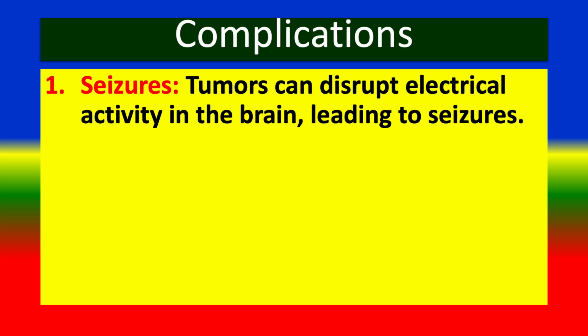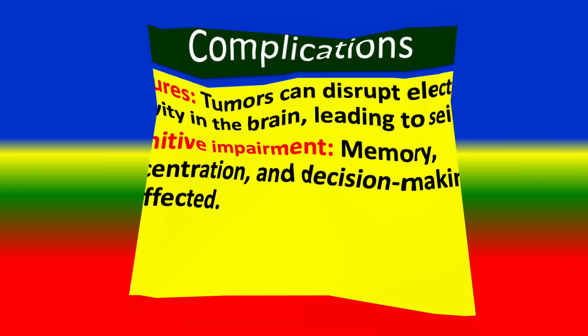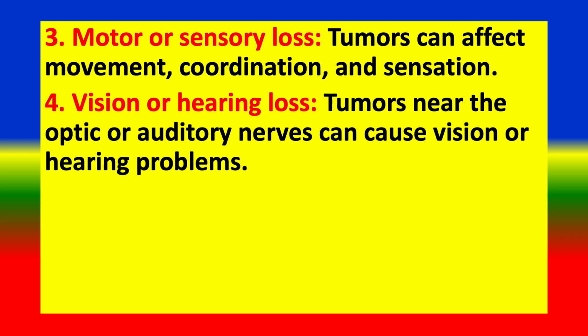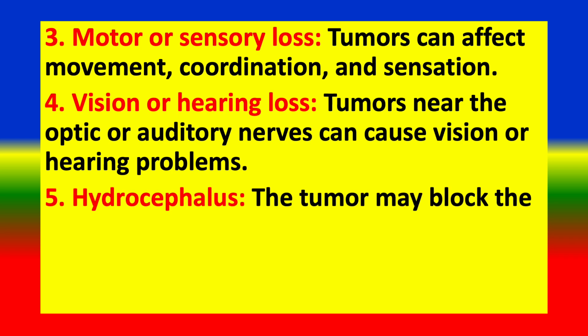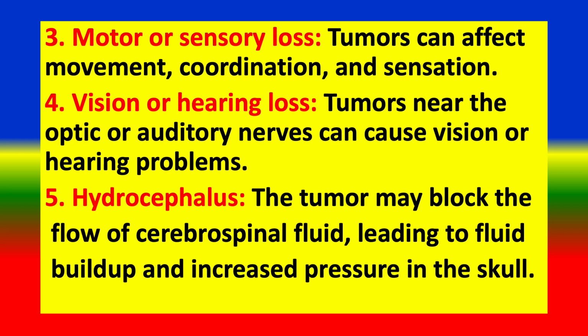Complications. 1. Seizures. Tumors can disturb electrical activity in the brain, leading to seizures. 2. Cognitive impairment. Memory, concentration, and decision making may be affected. 3. Motor or sensory loss. Tumors can affect movement, coordination, and sensation. 4. Vision or hearing loss. Tumors near the optic or auditory nerves can cause vision or hearing problems. 5. Hydrocephalus. The tumors can block the flow of cerebrospinal fluid, leading to fluid buildup and increased pressure in the skull.